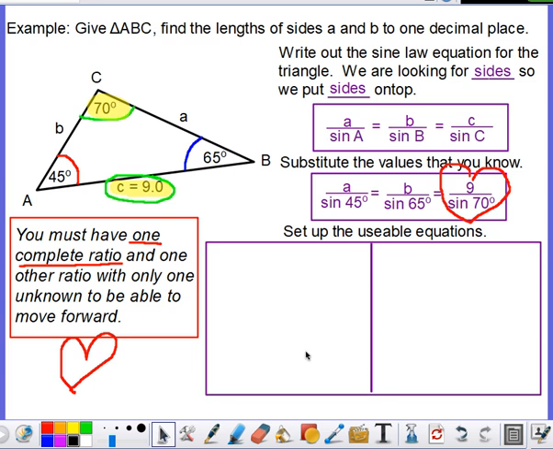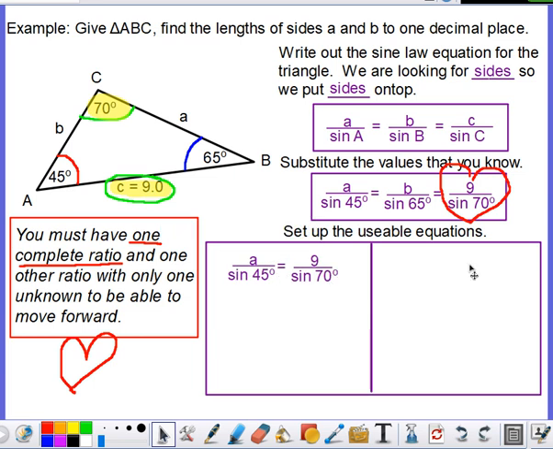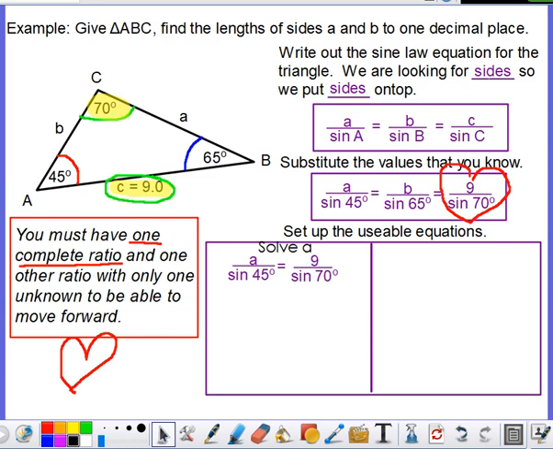So we're going to set up the usable equations. On this left-hand side, I'm going to solve for side a. That means we're going to grab the ratio with a in it, and also the ratio that we love, the one that's completed. We're going to set them equal to one another over here. You may even want to put a little title, solve for a. I like to keep things organized, and so do you, I bet.